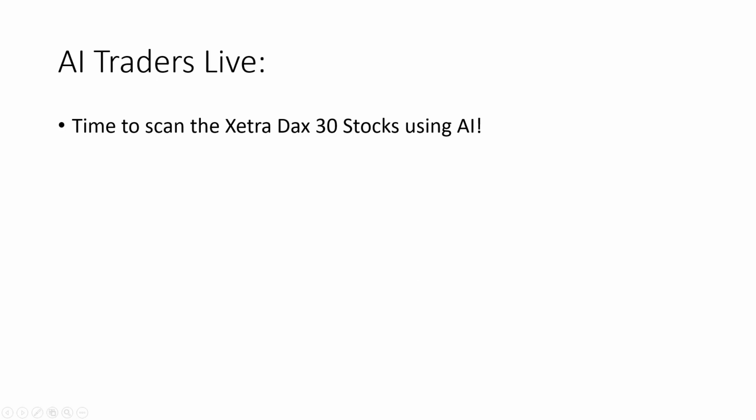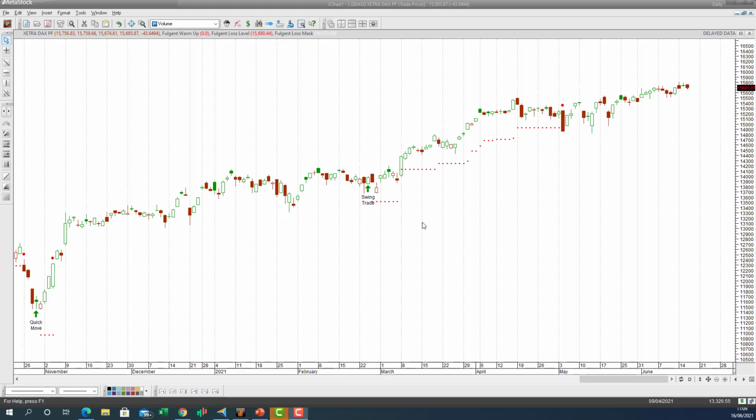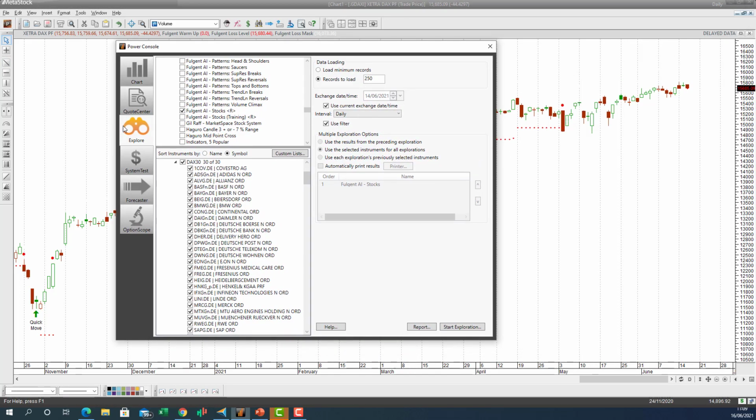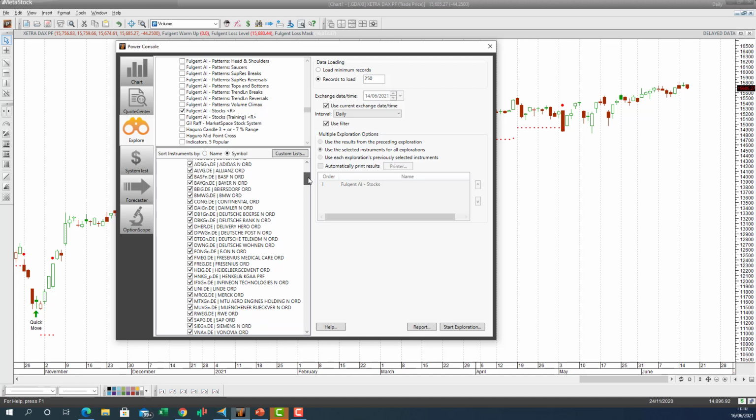I'm going to open up the Metastock platform. So I've got the Metastock platform open. I'm going to click on the Power Console, and that's going to open up the Explorer. I select the Fulgent AI engine, and I select all the DAX 30 constituent stocks. So these are the names: Allianz, BASF, Bayer, BMW, Continental, Daimler, Deutsche Börse, etc., RWE, SAP, Siemens. And then we're going to start the exploration.